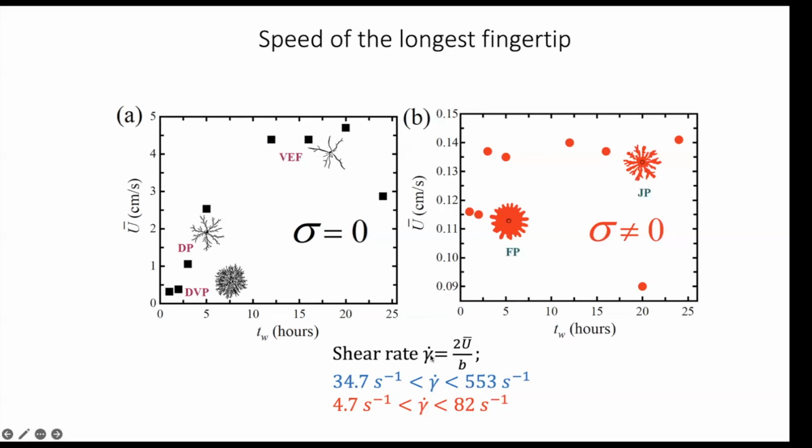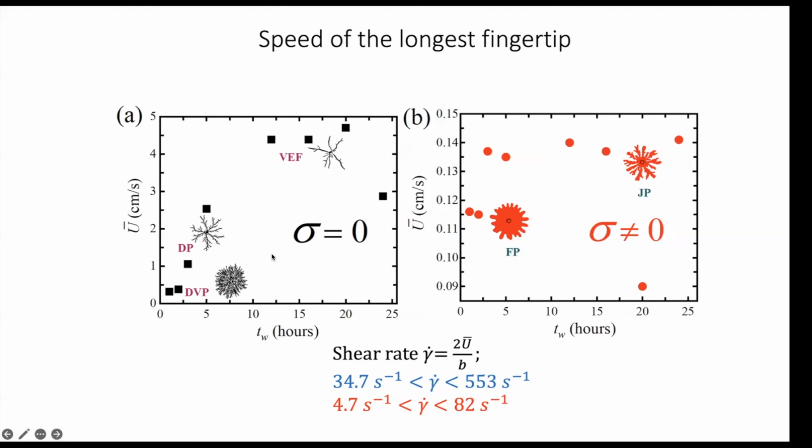So what we've done here is we've calculated a shear rate of invasion. So we have assumed no-slip boundary conditions and a parabolic profile of the invading fluid in the gap. And we have used this approximation. So b is the thickness of the gap.